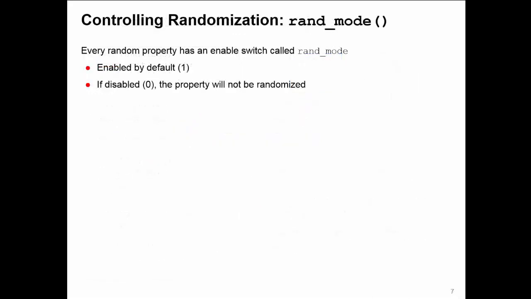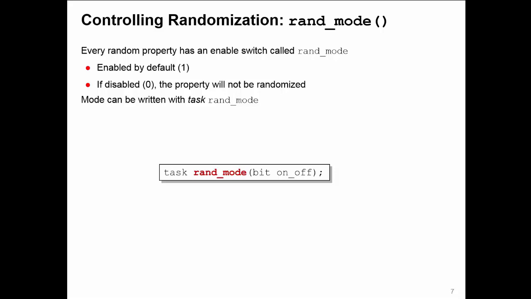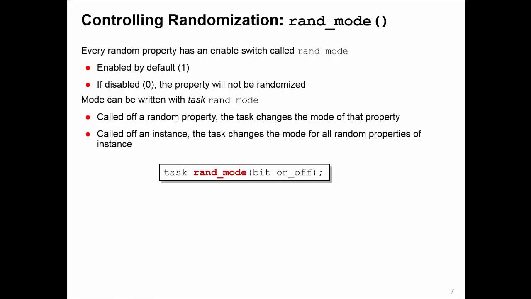Now you can control randomization with something called rand mode. So every random property has a built-in enable switch called rand mode, which is set to 1 by default. If you set this switch to 0, then the property will not be randomized when you call the randomize method. So you write to the mode by using the task rand mode. If you call this of an individual property, then this changes the mode just of that property, but if you call it of a class instance, the task changes the mode for all of the random properties of that instance.